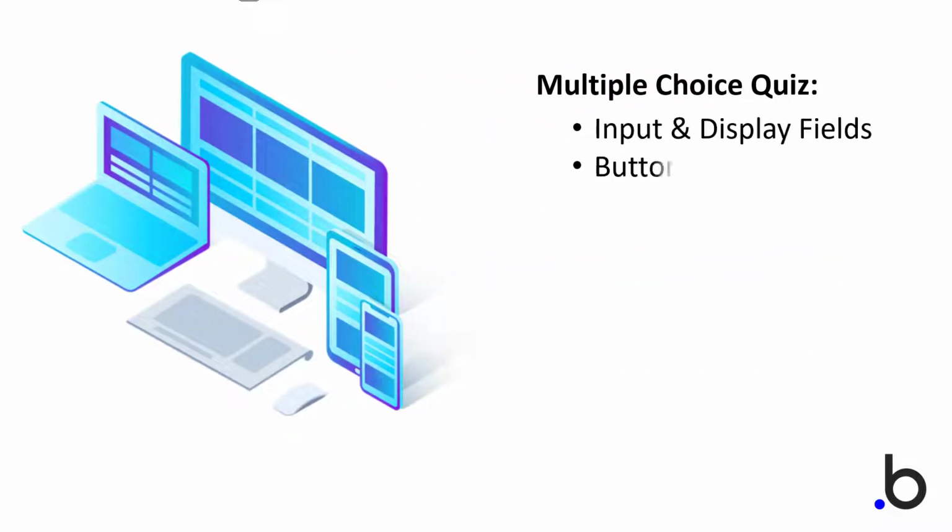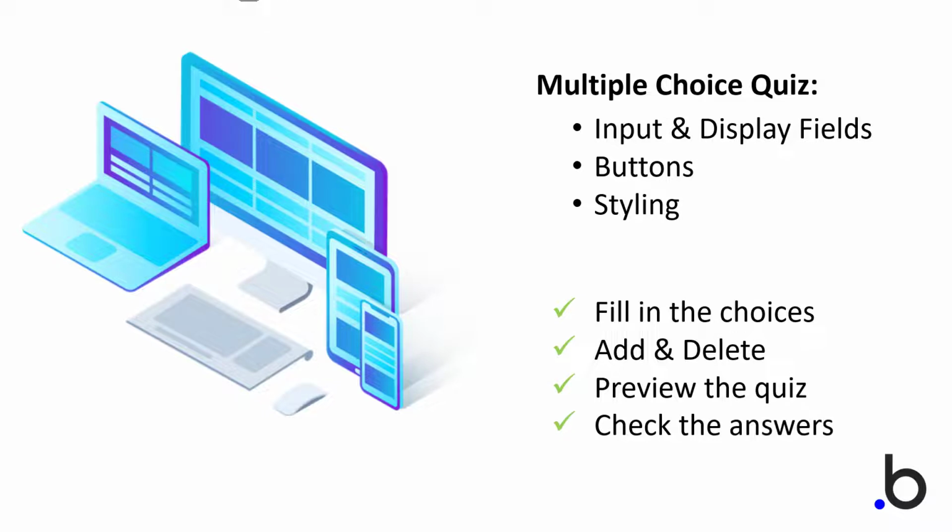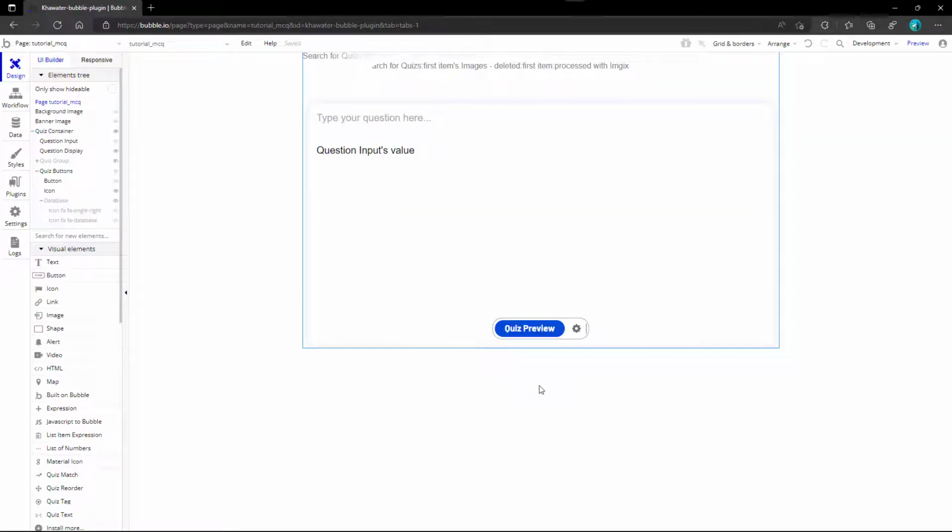In this video from the Bubble Quiz series, we will create a multiple-choice quiz. After setting up our model in the first video, we'll add various input and display elements, and then bind them to the buttons using conditions and workflows. In the end, we will be able to fill in the choices, add and remove them, preview the quiz, and finally check the answers.